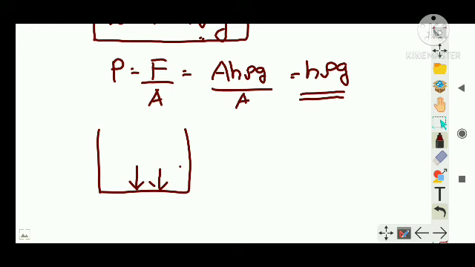All the points in the liquid at the same depth, in a liquid container section, being at the same depth means they are at the same height h, will have the same pressure h rho g.